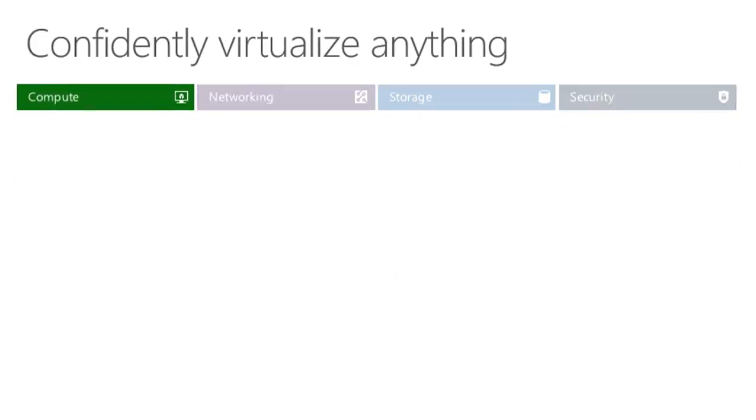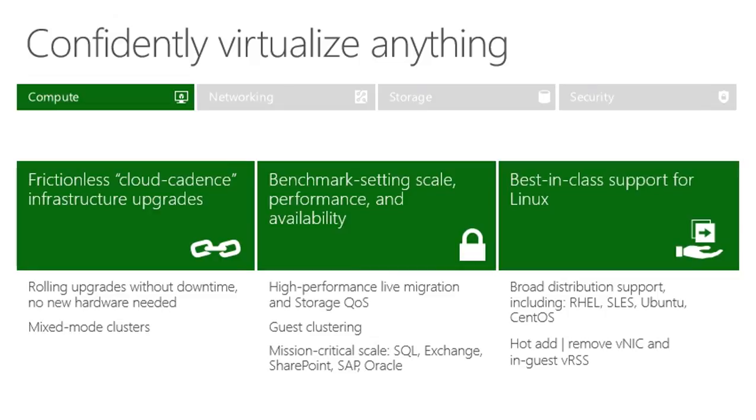Now, the first piece of this is around compute. And we want to get to a notion of being able to confidently virtualize anything. And I think, look, we've been in this mode for a little while. I think nowadays we've seen a lot of organizations be able to virtualize most of their workloads. So we're certainly seeing that improving and moving forward quite a lot nowadays. One of the things that we get a lot of feedback on is that moving from one version of an operating system to another is just a really hard task. So what we're trying to do is to bring what we call cloud cadence into infrastructure upgrades.